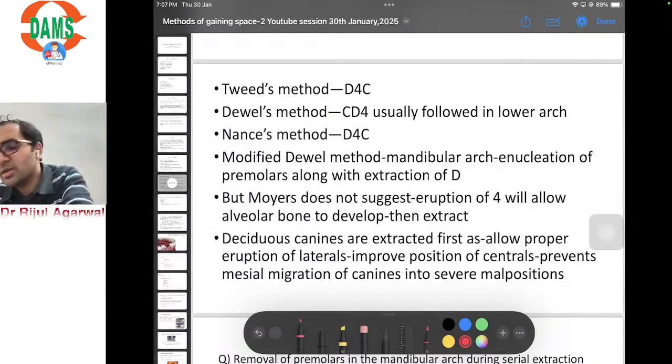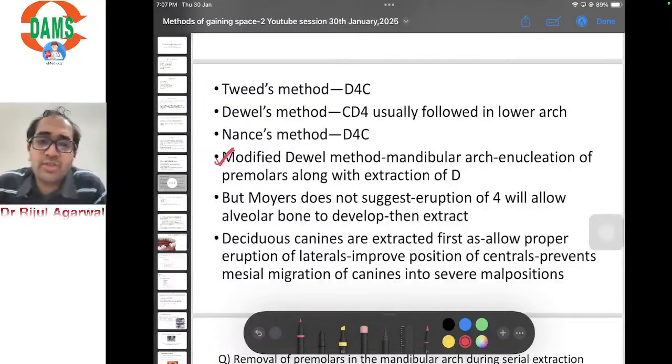What is important is the modified Wells method, in which, in the mandibular arch, there is enucleation of the premolar along with extraction of D. So at the same time, when we are extracting D, we enucleate the developing tooth bud of the permanent first premolar as well. But later on it was contraindicated by Moyers, who said that if we do not allow the eruption of 4, then what will happen? The bone in that region, as we all know, the eruption of teeth is responsible for the development of the alveolar bone in that area. So if we extract it, it will also not develop.